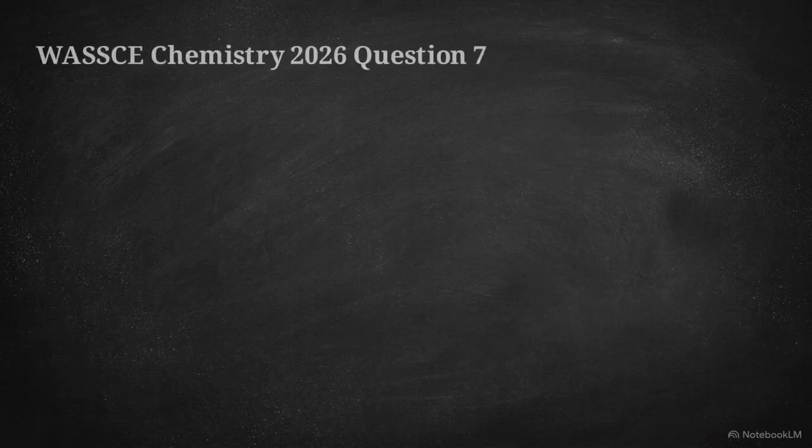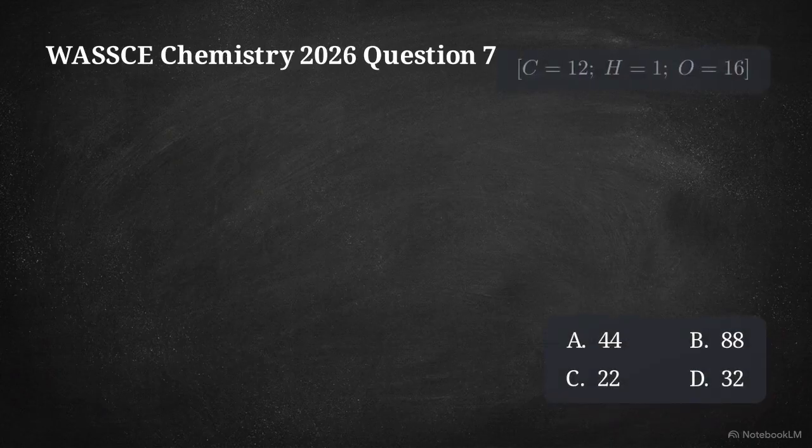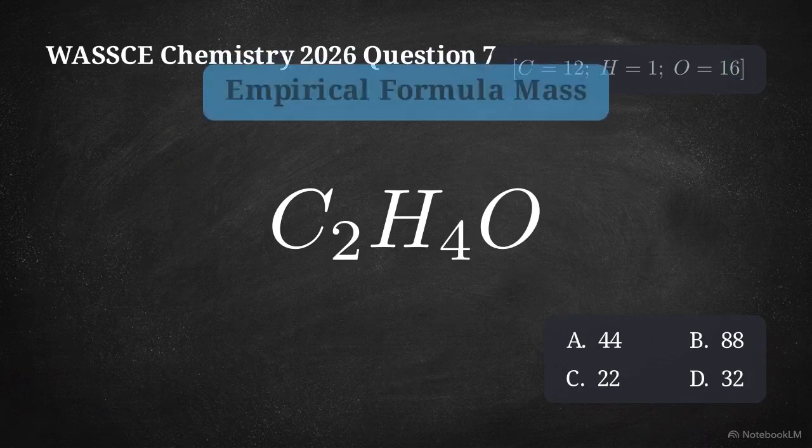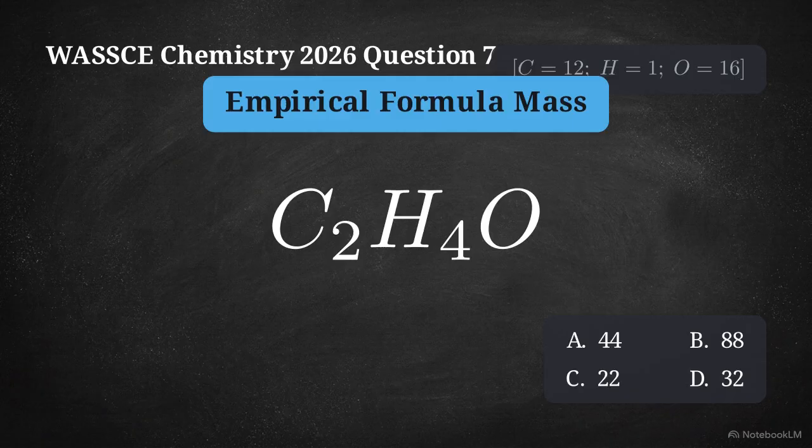Take a look at the question on screen. This is question 7 from the WAEC Chemistry 2026 exam. We are given the chemical formula C₂H₄O, along with the relative atomic masses. Carbon is 12, hydrogen is 1, and oxygen is 16. Our specific objective is to calculate the empirical formula mass for this compound. I am going to walk you through every single step to get there.